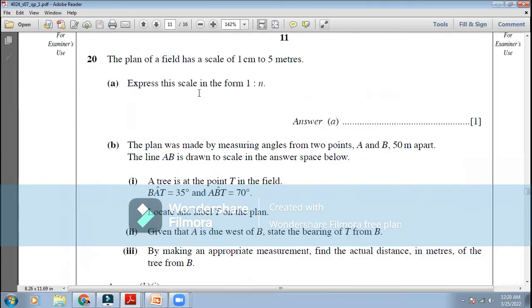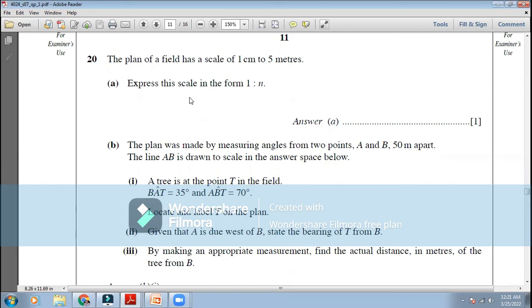Okay, so we are going to the next question. The next question on your screen is question number 20. The plan of a field has a scale of 1 centimeter to 5 meters. Express this scale in the form of 1:n. So here you have to represent the scale in the form of a ratio. If something on the map is 1 centimeter, in actual it is 5 meters.